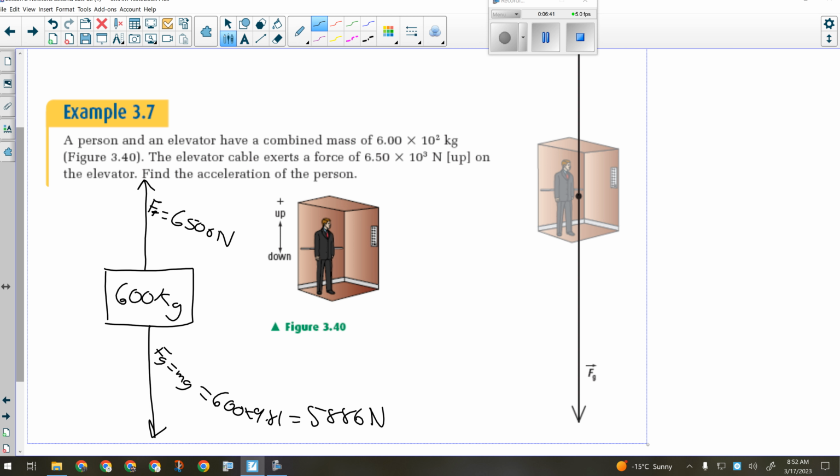The force upwards is 6,500 newtons, so the force upwards is bigger. Which way is the elevator going? Up. At a constant velocity or accelerating? Accelerating. Force is bigger up than down. Is there an unbalanced or net force here? If there's a net force, then the object's going to accelerate. They want the acceleration of the elevator slash person. They're going to go at the same rate, because when you're in an elevator, you and the elevator accelerate at the same rate.